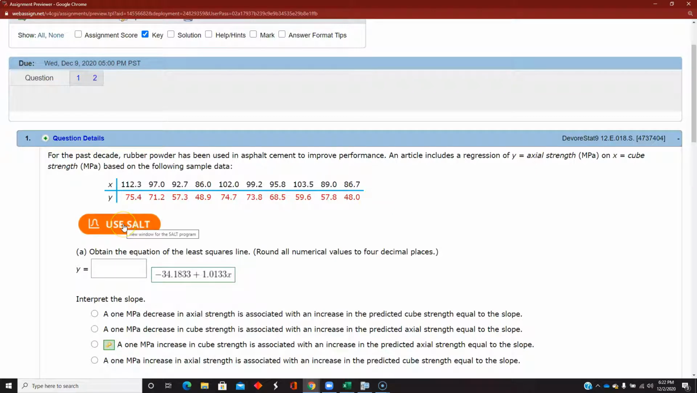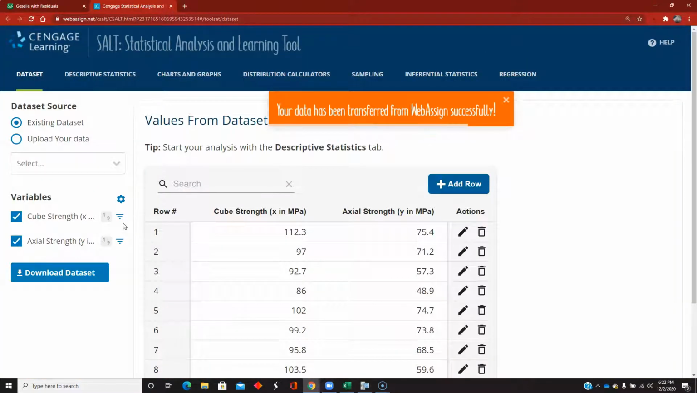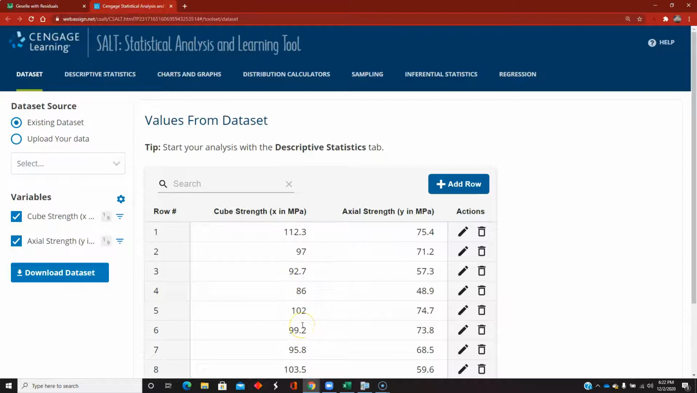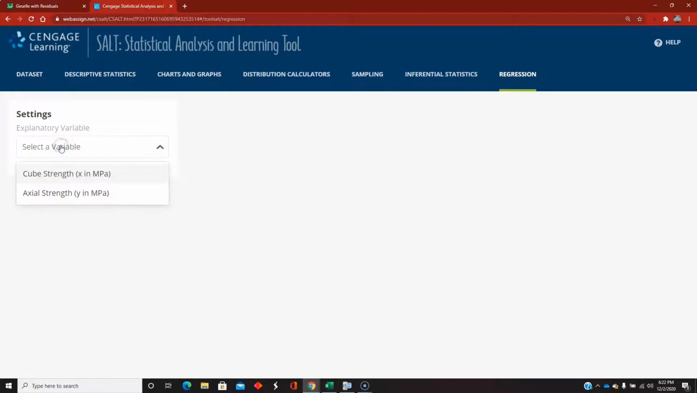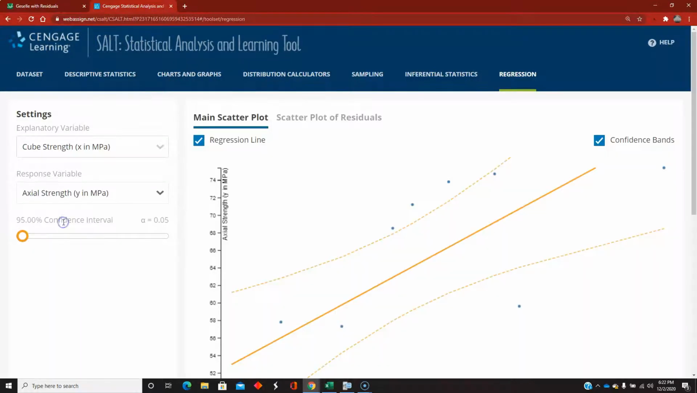If we click on this Use Salt button, there's our data imported into Salt. Click on Regression, and for our explanatory variable, choose the x variable, and for the response, choose y. Then there is our regression line.